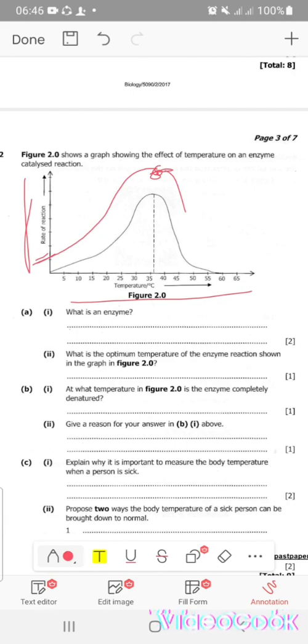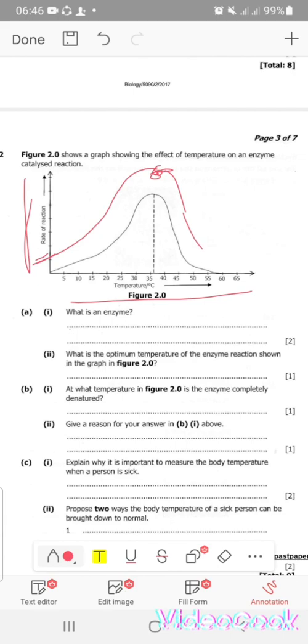B1. At what temperature is the enzyme completely denatured? Denatured is where the enzyme is completely destroyed, where it cannot function because its structure has been destroyed by the higher, increasing temperature.